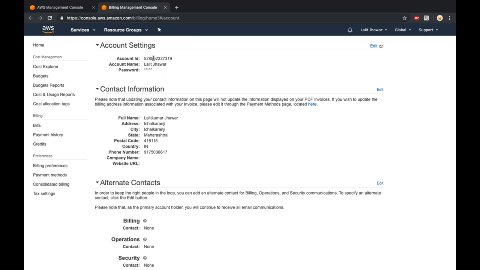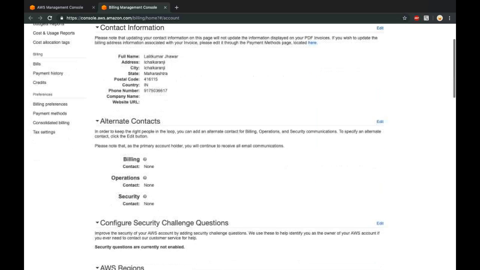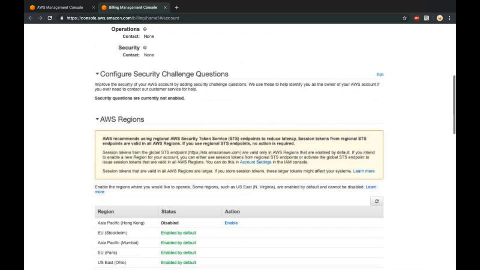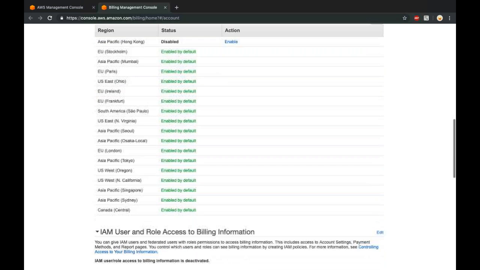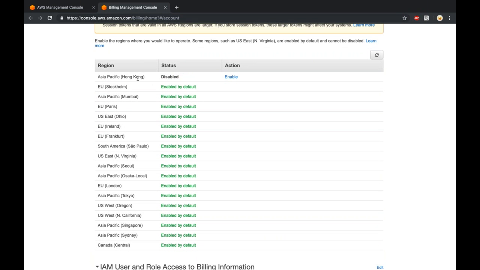then this is my account ID. Every account has a 12-digit account ID, which is unique. Then contact information and everything, alternate numbers. And the one that I was talking about, this Hong Kong region is disabled. And these are the other regions which are available on AWS.